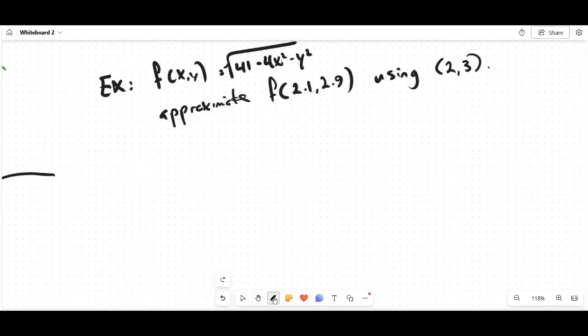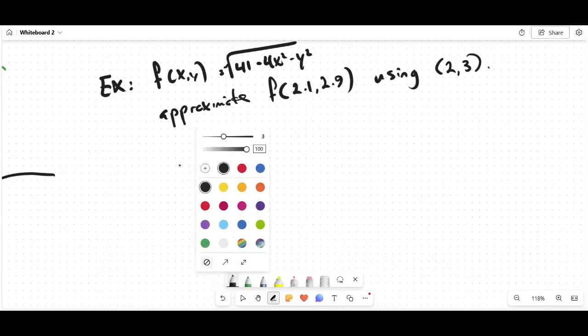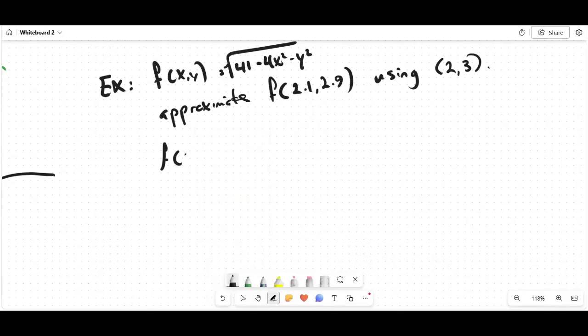So one more time, I'm going to do everything that I've already done today. I need to know what f is at 2, 3. 4 times 4 is 16. 16 and 9 is 25. Sorry. Hold on a second.